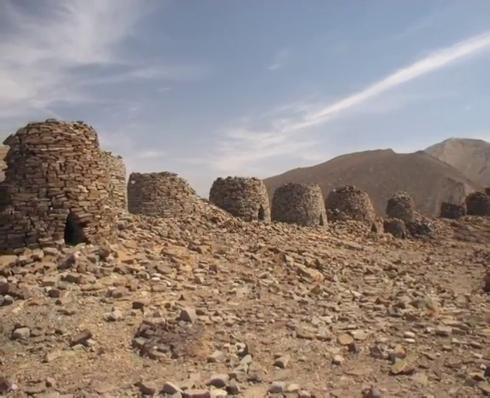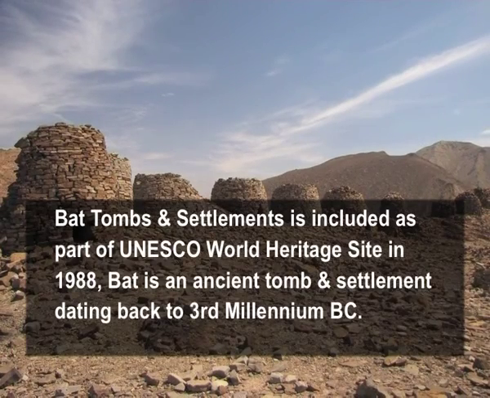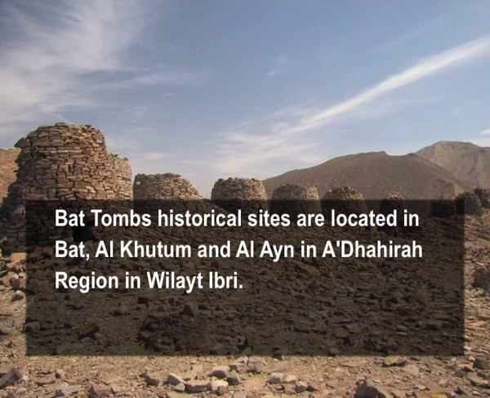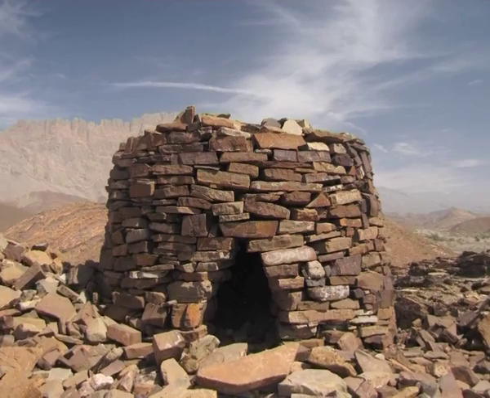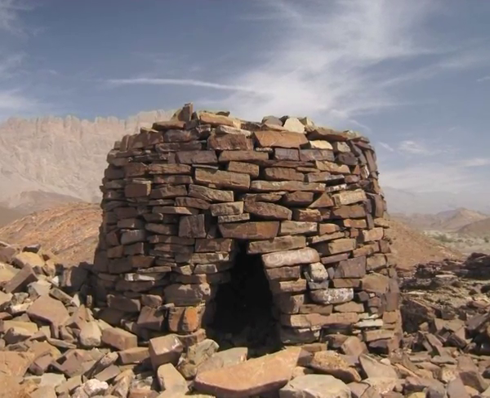Bat Tombs and Settlements. Bat Tombs and Settlements was included as part of the UNESCO World Heritage Site in 1988. Bat is an ancient tomb and settlement dating back to the 3rd millennium BC. Bat Tombs historical sites are located in Bat, Al-Khutm and Al-Ayn in the Ad-Dakhiliya region, in Wilayat Al-Bureimi. Bat Tombs was the second site to be included in the World Heritage List in Oman.